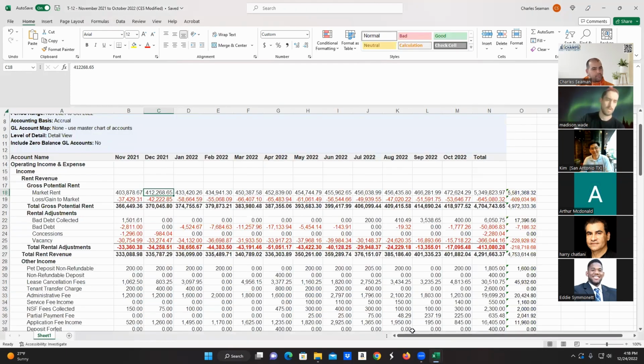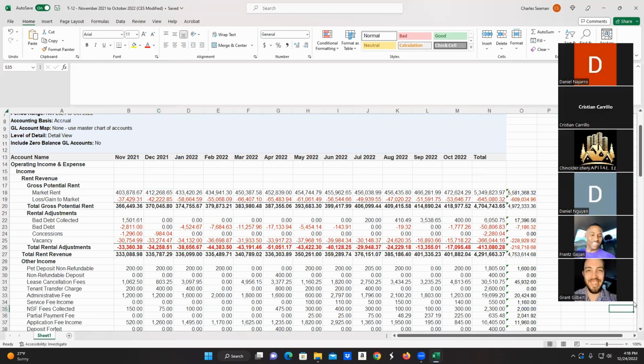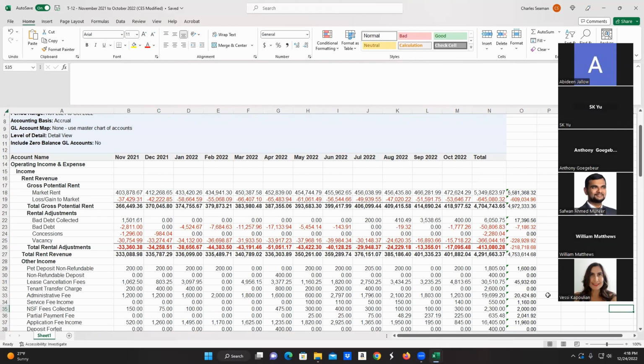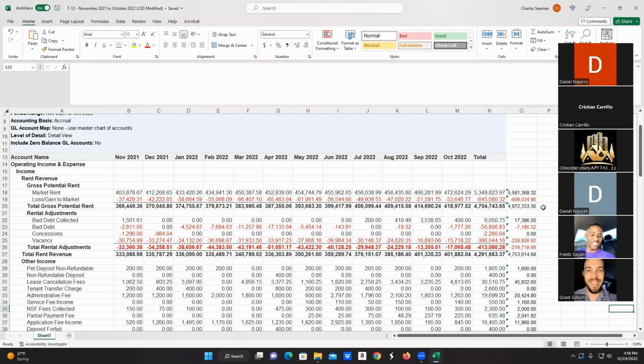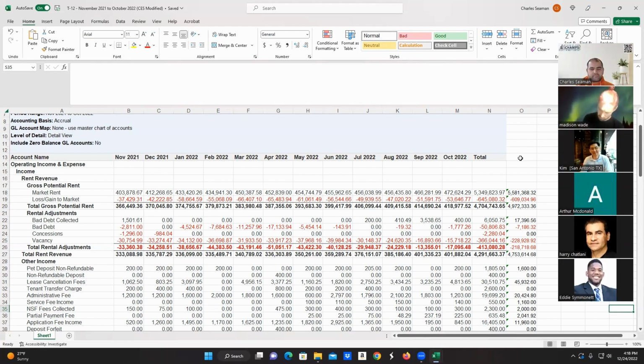Okay, so let's take a peek here. Our next one: who wants to explain the difference between physical and economic vacancy? Physical vacancy is when a unit is actually vacated, like a unit that is rent ready. And I think economic vacancy is if you have someone in a unit who's not paying, or if you have a model unit or some type of employee unit.